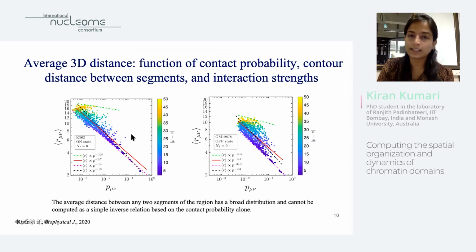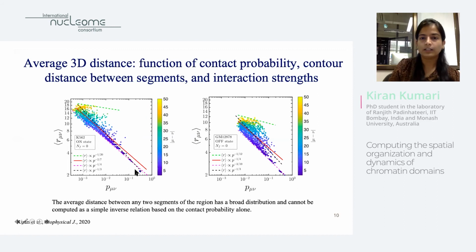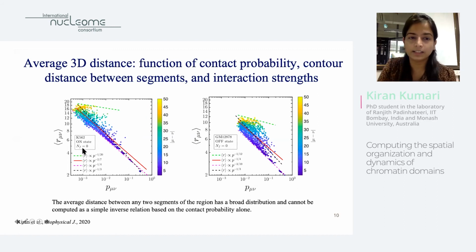And not only the scalings are different, but also the spread or the variability of the data around the fitting is also different. So that signifies that the average distance between any two chromatin segments of a region, first of all, has a broad distribution and cannot be computed based on a simple relation like the inverse relation, because it definitely depends upon other properties such as the contour distance and the cell type. So till here, we are looking at the average properties.